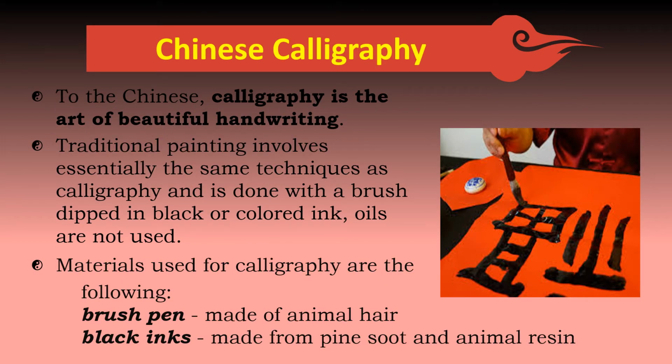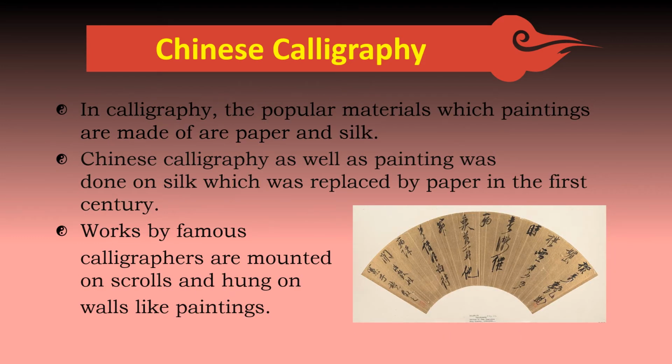To the Chinese, calligraphy is the art of beautiful handwriting. Traditional painting involves essentially the same techniques as calligraphy and is done with a brush dipped in black or colored ink. Oils are not used. Materials used for calligraphy are the following: brush pen, made of animal hair; black ink, made from pine soot and animal resin. The popular materials on which calligraphy and paintings are made are paper and silk. Chinese calligraphy as well as painting was done on silk, which was replaced by paper in the 1st century. Works by famous calligraphers are mounted on scrolls and hung on walls like paintings.